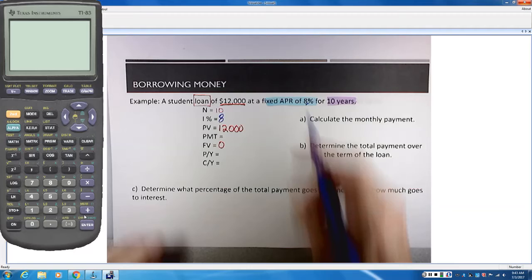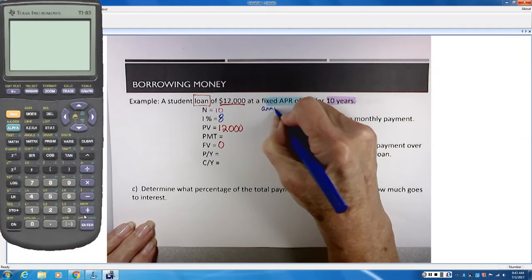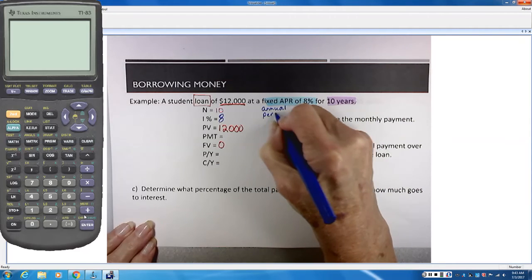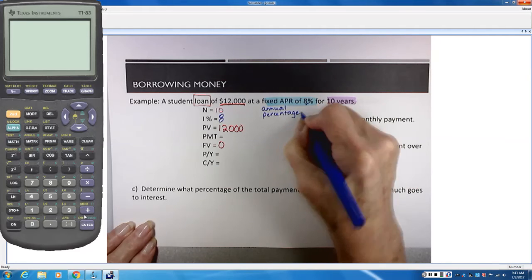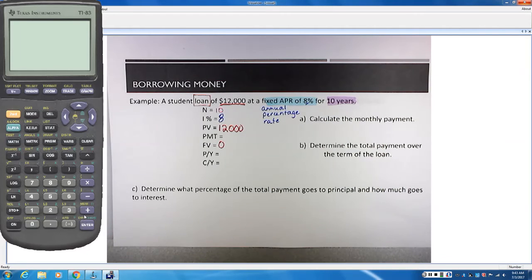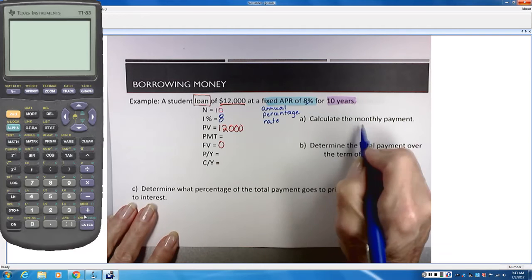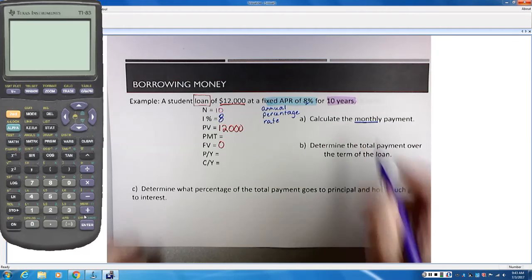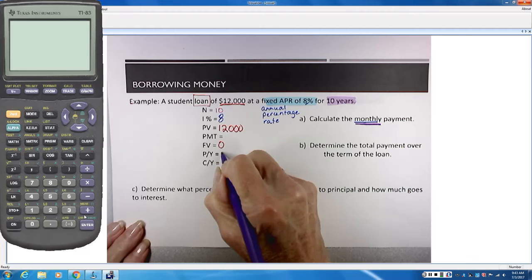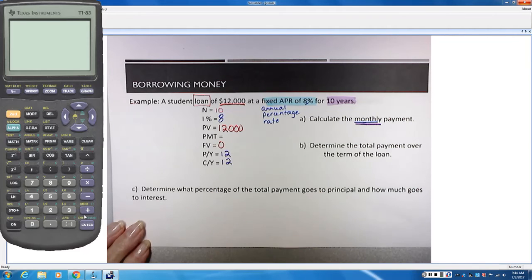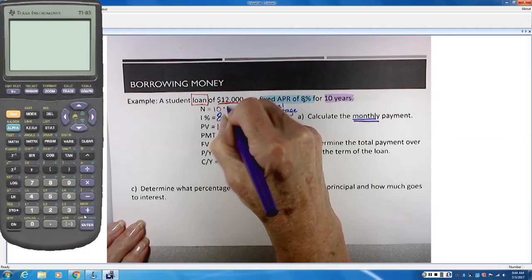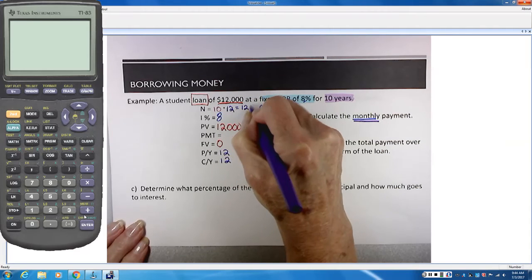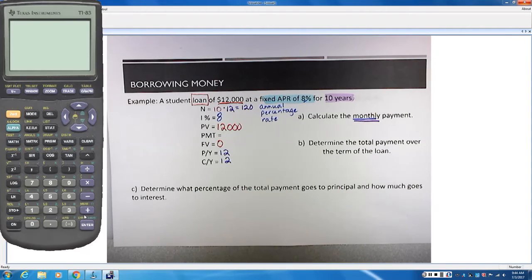This APR is the annual percentage rate. So that's the rate for a whole year. We're gonna make monthly payments. Payments once a month. So if we're gonna make monthly payments, we're gonna make payments 12 times a year, and they're gonna charge us interest 12 times a year. And 10 times 12 will give us the 120 payments that we're gonna need to make. That makes sense to everybody so far?